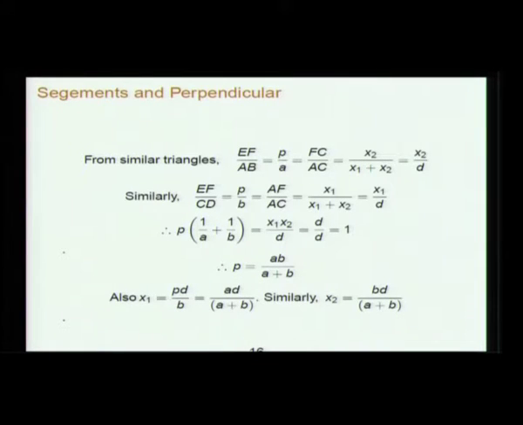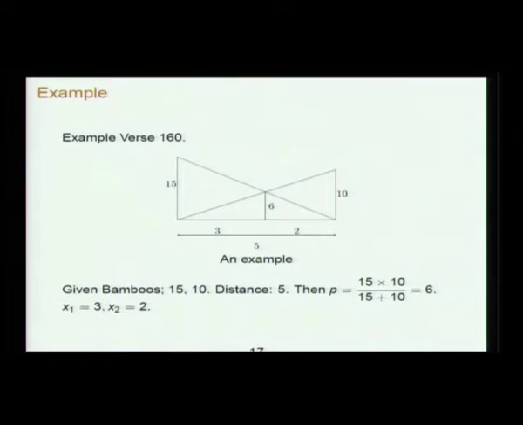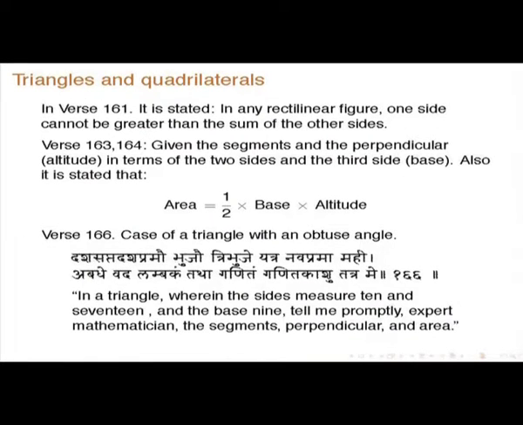So x1 and x2 are given. For example, given bamboos of 15 and 10, suppose the distance is 5, then what is the perpendicular? The perpendicular will be 6, and these are 3 and 2. So just similar triangles are used.